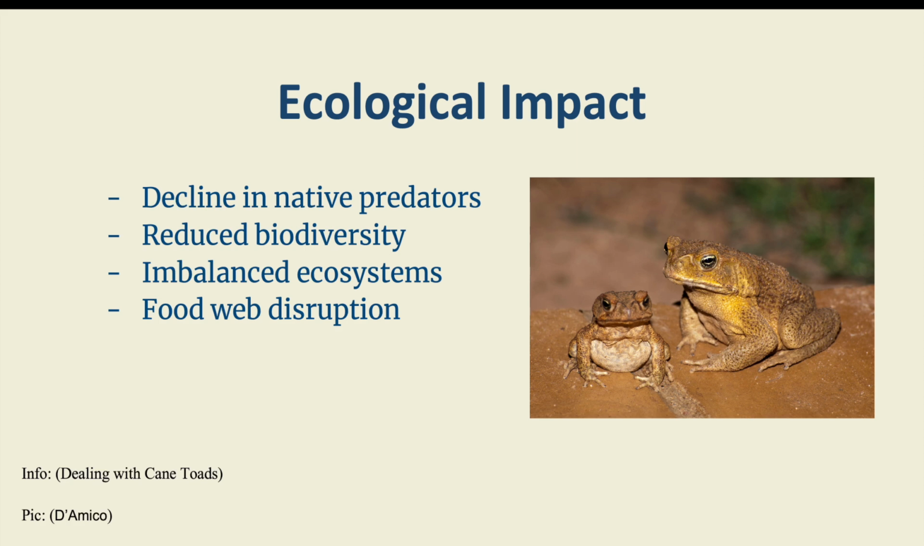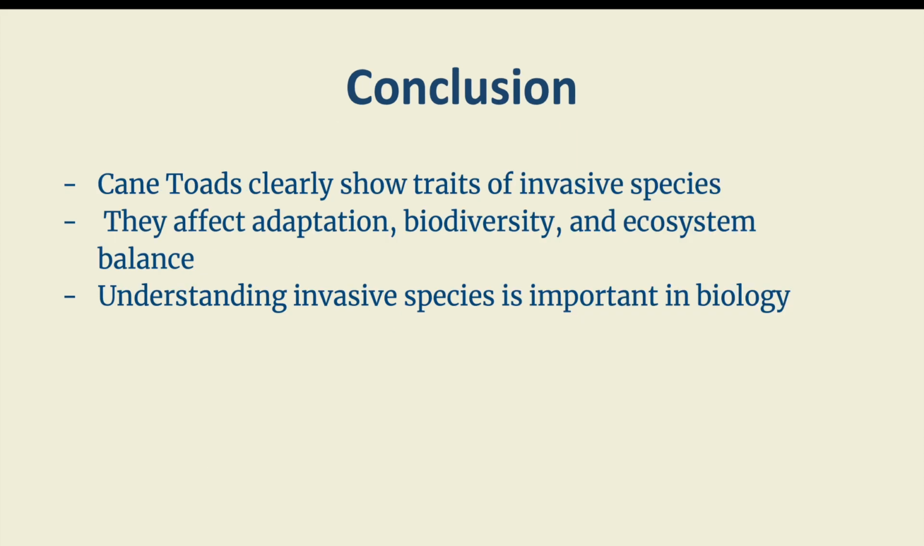To conclude, the cane toad is a perfect example of an invasive species because it has many effects on the environment it lives in and the environment it has taken over. Due to many reasons, the cane toad affects relationships between invasive species, adaptation, and ecosystem balance, and this is how it relates to biology.